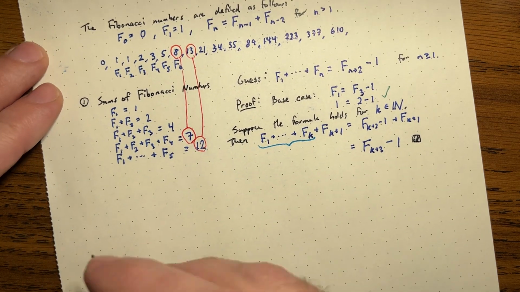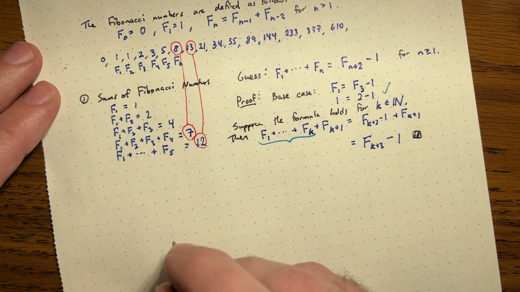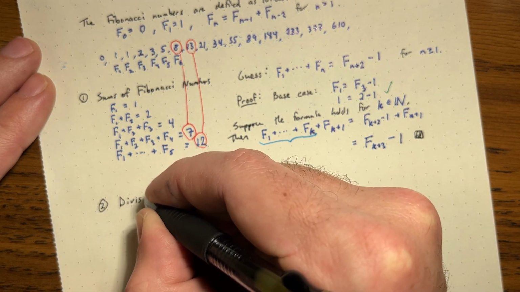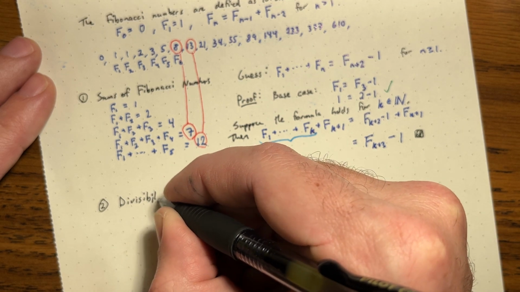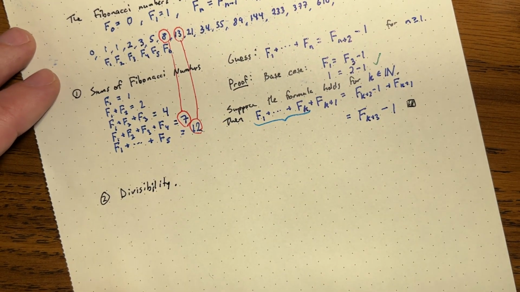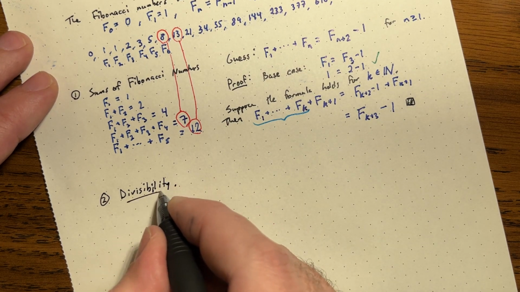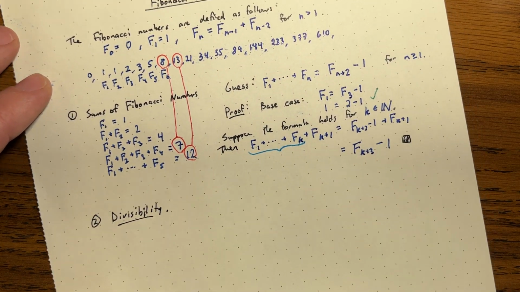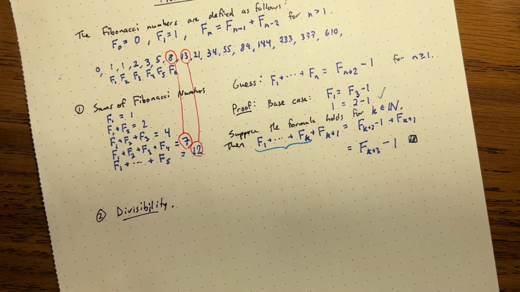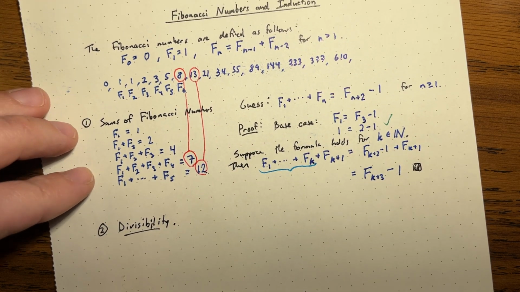Let's look at a totally different kind of property. So this will be divisibility. I don't want to give you the idea that everything's just about sums when we're dealing with induction. This is an extremely interesting topic when it comes to Fibonacci numbers. There's some really deep patterns involving divisibility, but there are also some that are easier to spot.